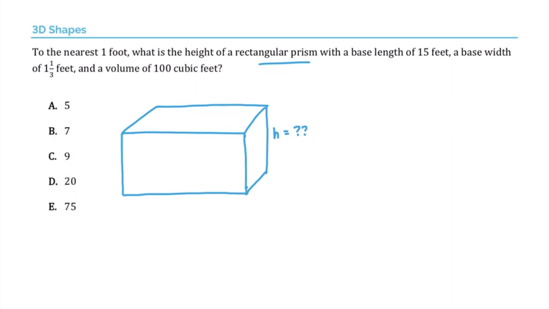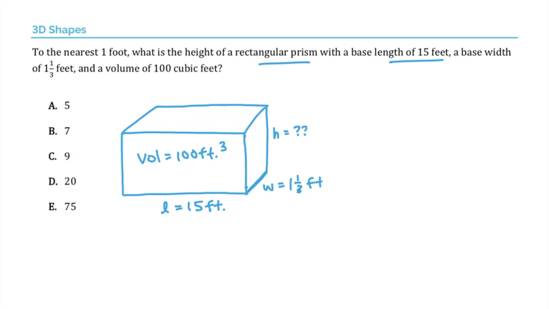With a base length of 15 feet, so if I look at the base, the length is going to be 15 feet. So I'm going to put L equals 15 feet. A base width of 1 1/3 feet. So here for my base, here is the width. So I'm going to put that W equals 1 1/3. And a volume of 100 cubic feet. So I'm going to put that volume equals 100 feet cubed.